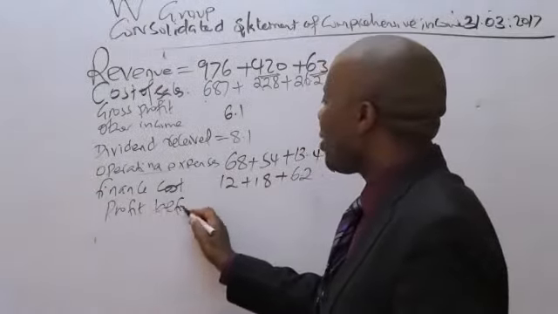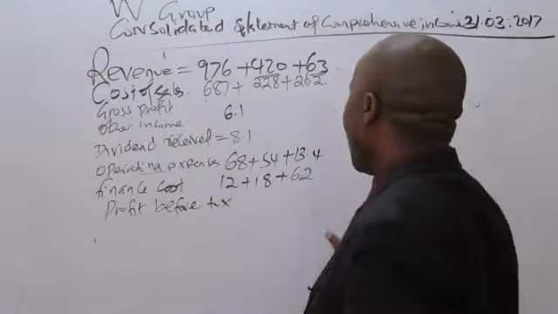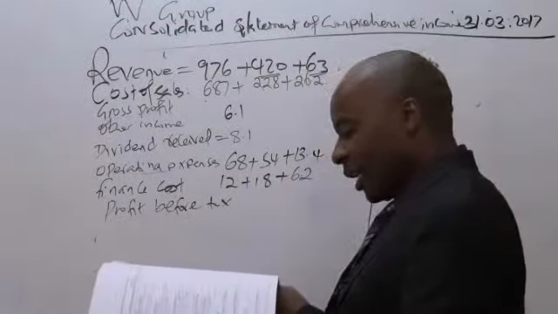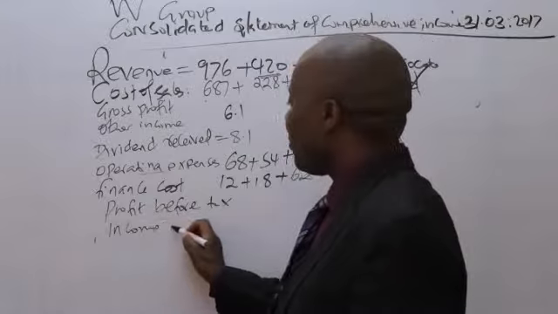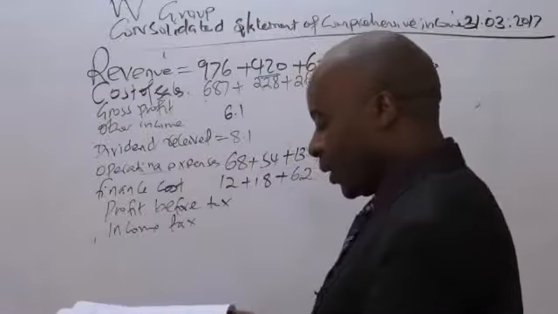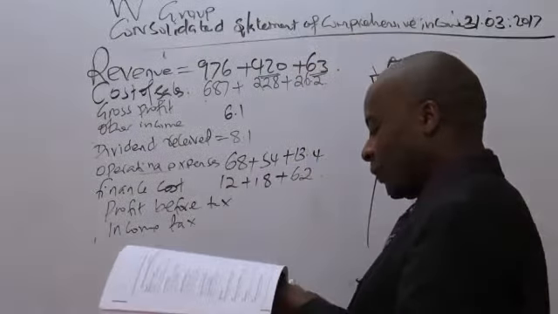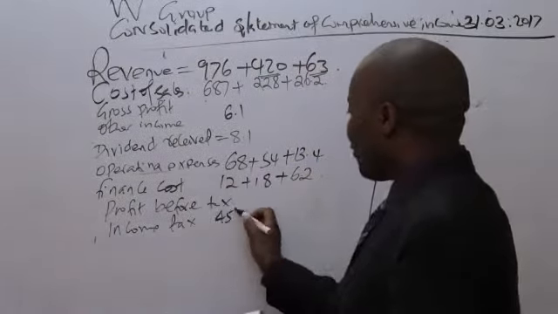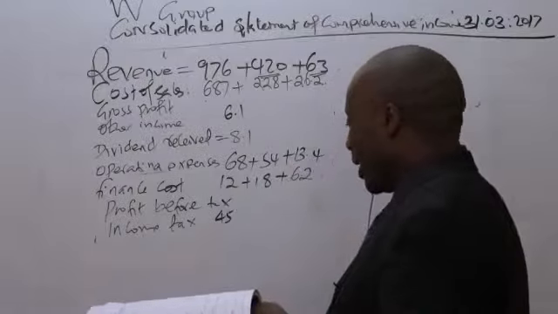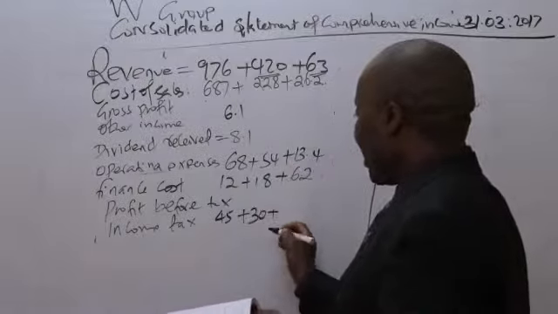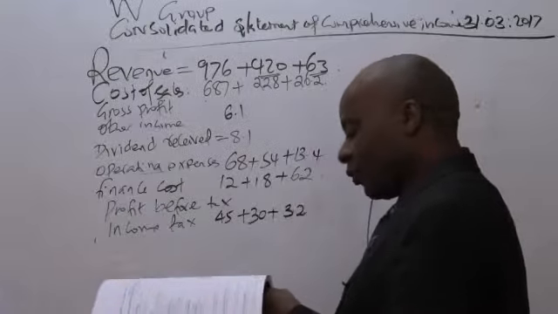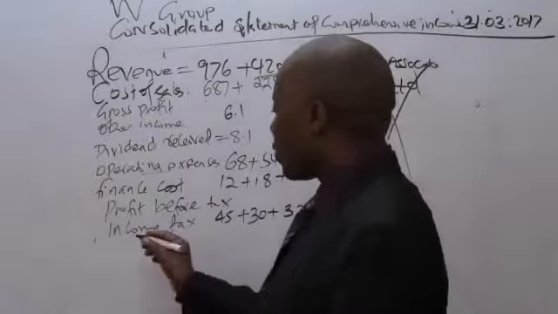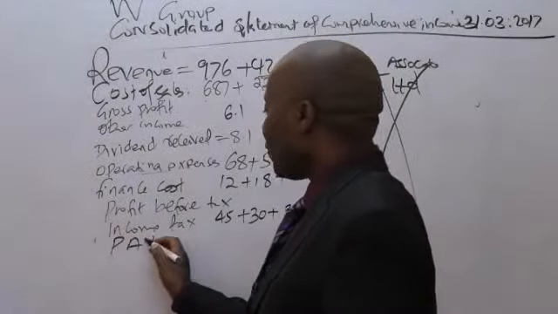This one, of course, I will need a calculator later. After profit before tax, I have the income tax expense. So the income tax, I'm simply putting them together. I'm consolidating. Income tax is 45. I have plus 30, and then I have 3.2, right? And then of course I'll have what we call profit after tax.